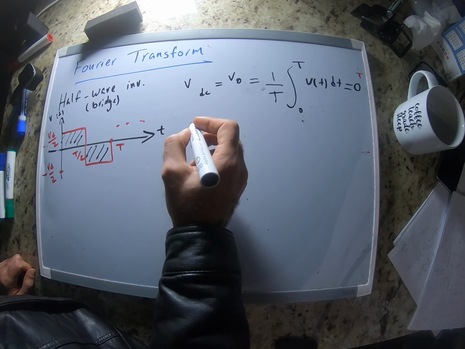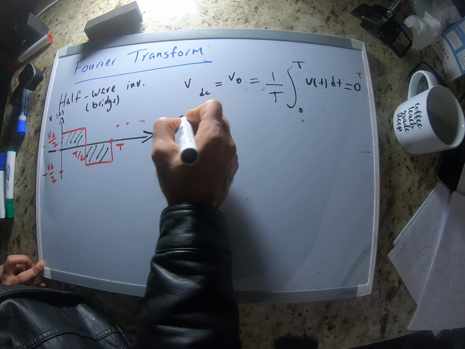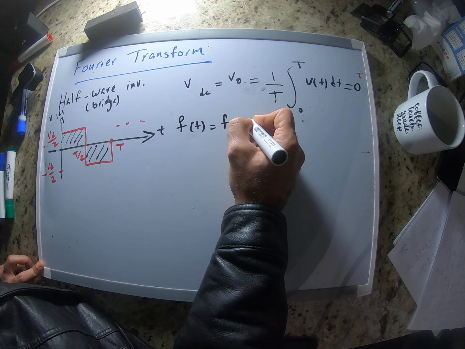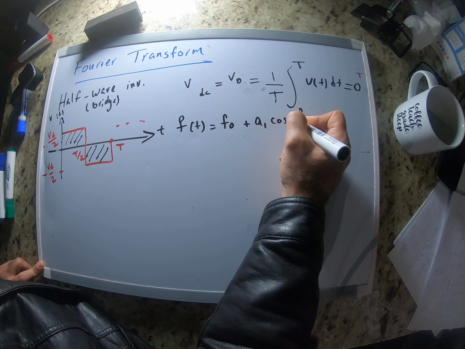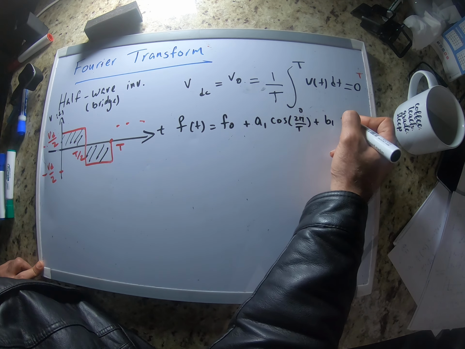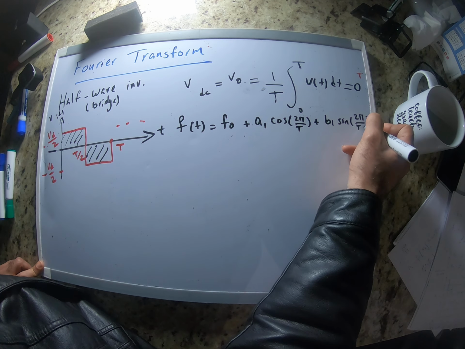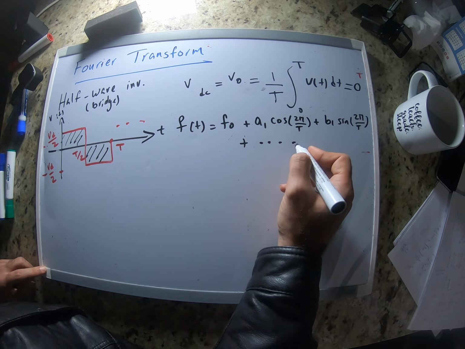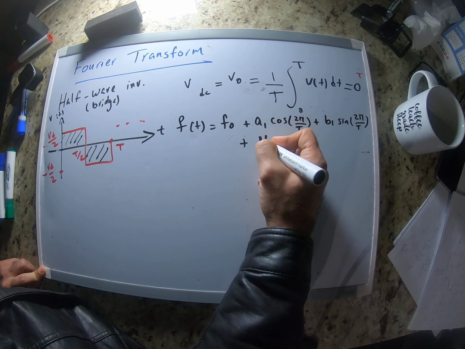So in order to find the fundamental, this is what we want to do. We want to say f of t is equal to f0 plus a1 cosine of 2 pi over T times t plus b1 sine of 2 pi over T times t plus harmonics. These are the harmonics, right? Higher order harmonics.